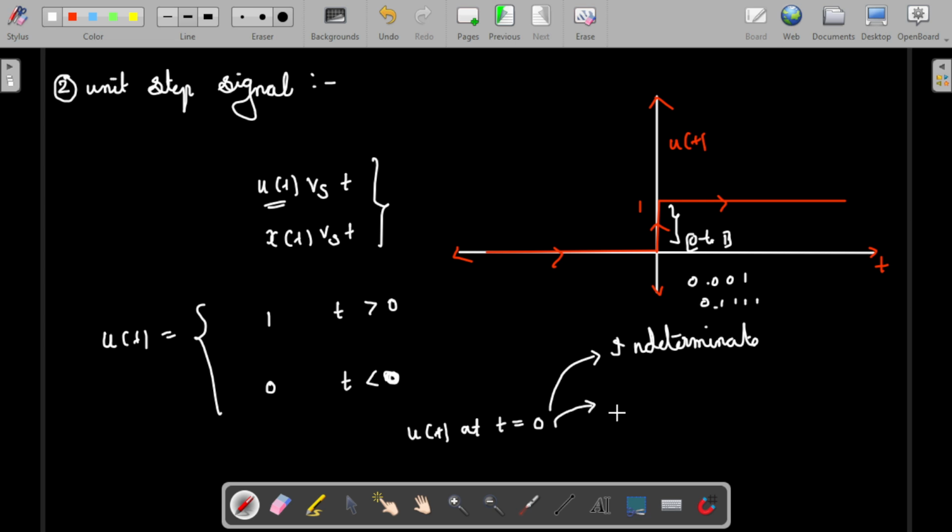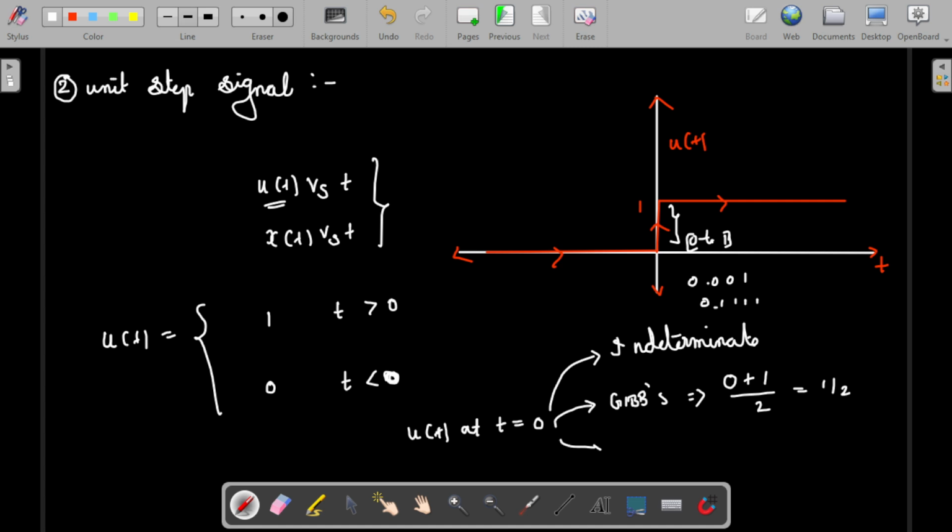The second thing is that a scientist, Gibbs, has said, okay, from your case let's take an infinite number of samples, so let's average both the values. The first value is 0 and the final value is 1, divided by 2. So he is stating that the value of the unit step at t is equal to 0 will be 0.5.